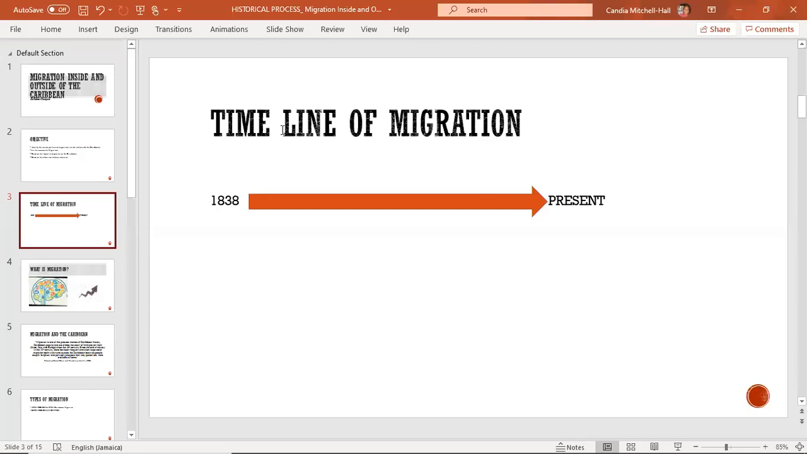Now, what we're doing is looking at migration inside and outside the Caribbean from the end of slavery to present. So that is our objective for today: how Caribbean people would have gone about migrating.